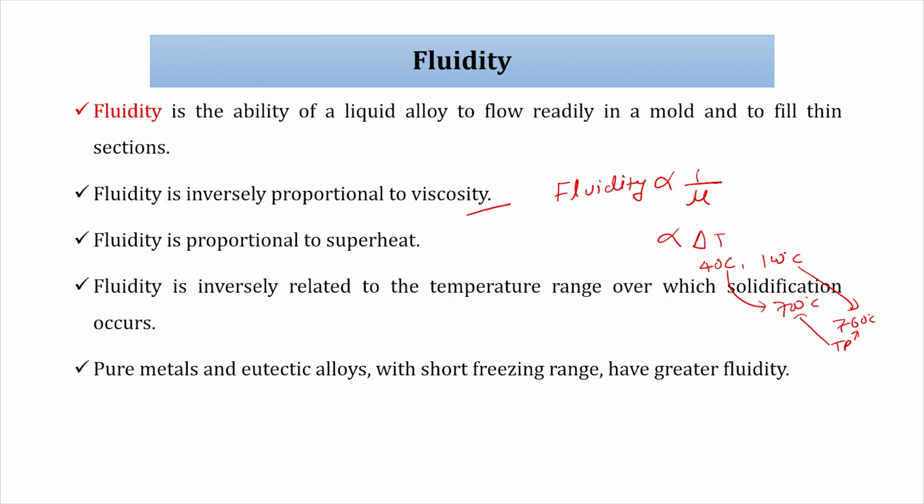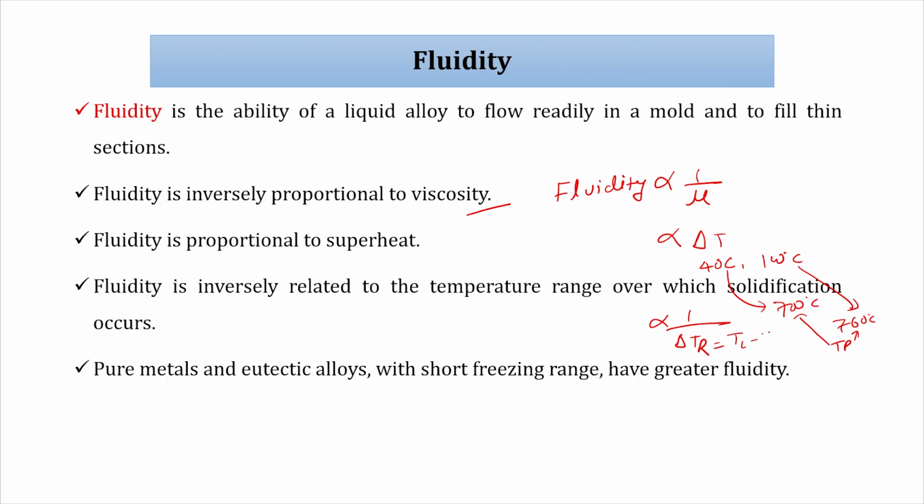Fluidity is also inversely proportional to the temperature range. What is the temperature range? It is the liquidus minus solidus temperature. We will understand this in the alloy and solidification part. Currently we are not going to discuss it, but I am just saying del Tr is equal to TL minus Ts.